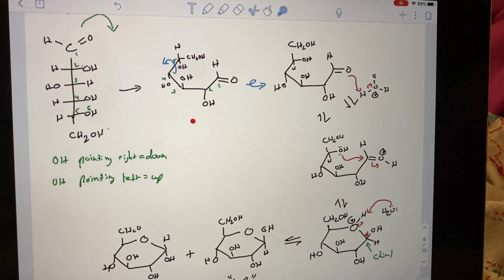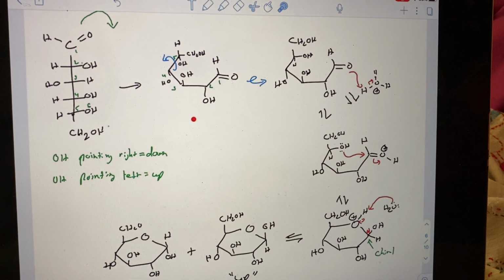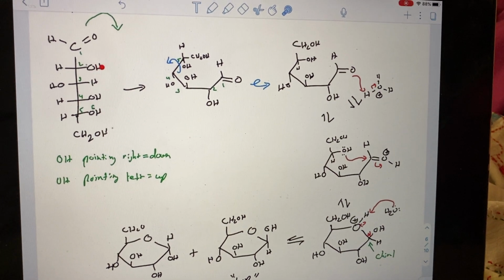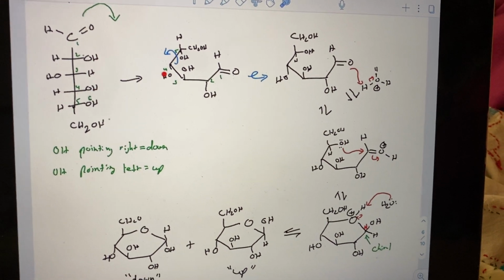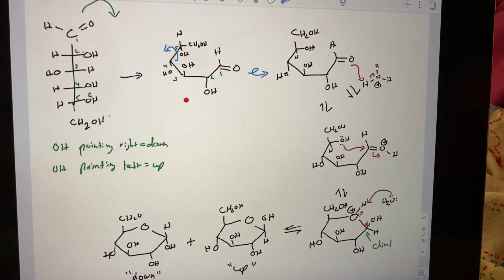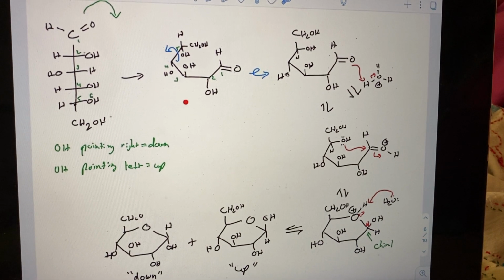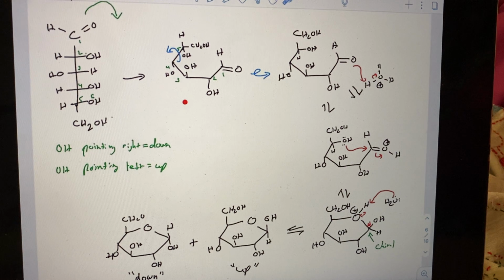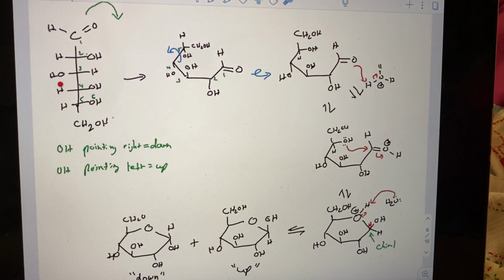And to keep the right stereochemistry, all of the hydroxyl groups that we're pointing to the right, so it's 2 and 4 in this case, and 5 that we're interested in, all of those are going to be pointing down when the Fisher projection tilts over. Any hydroxyl group that's pointing to the left is going to be up at carbon 3 here.